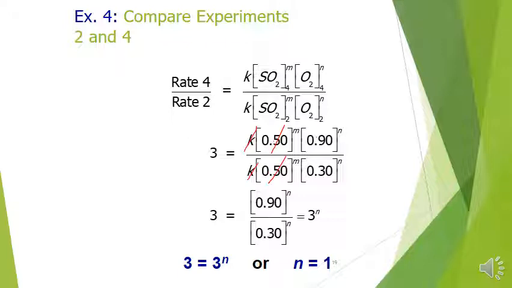So you end up getting 3 equals 3 to the n, and you can see that n is just 1. But again, what you can do is take the log, or the ln, of 3, divide both sides by log 3, and you get n obviously equals 1. This will be used especially if it's not easy to figure out the exponent.